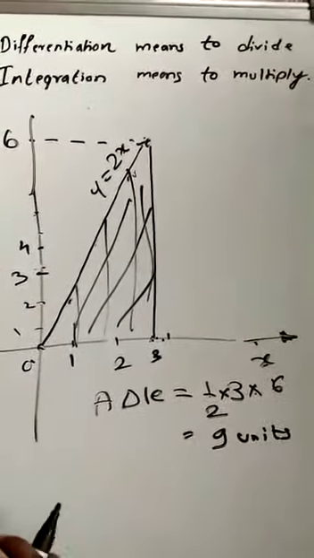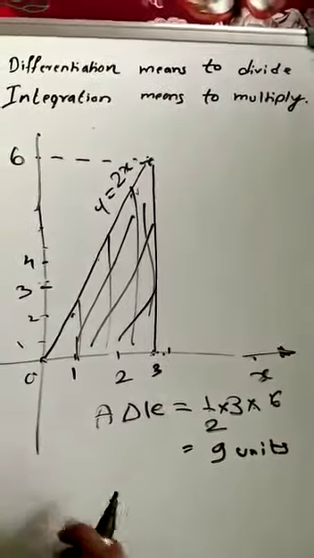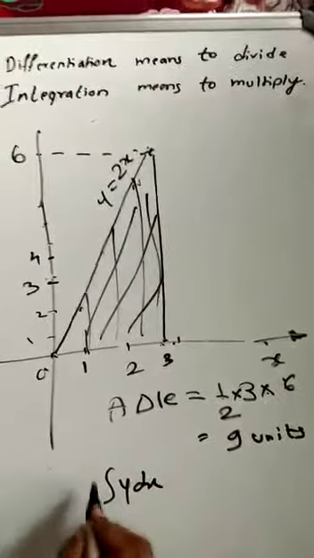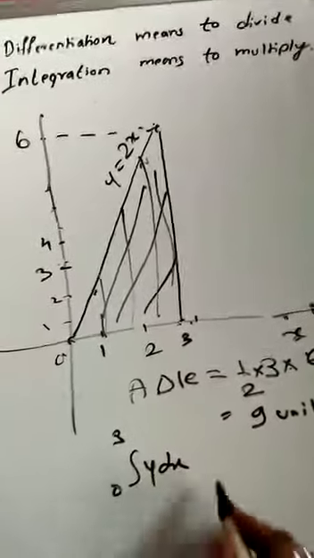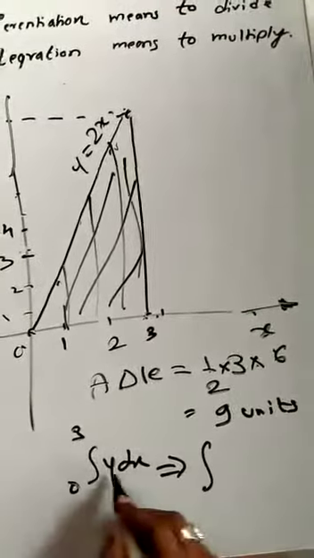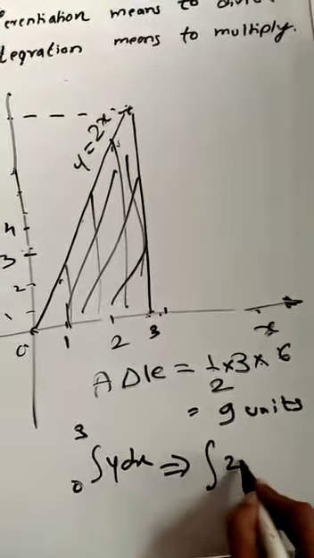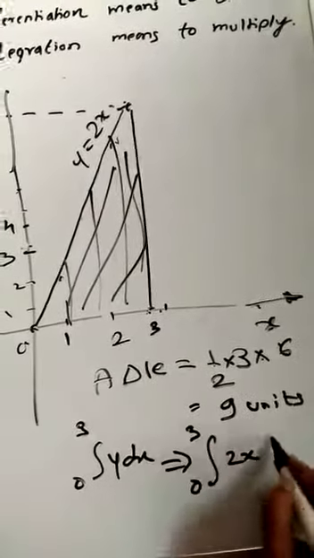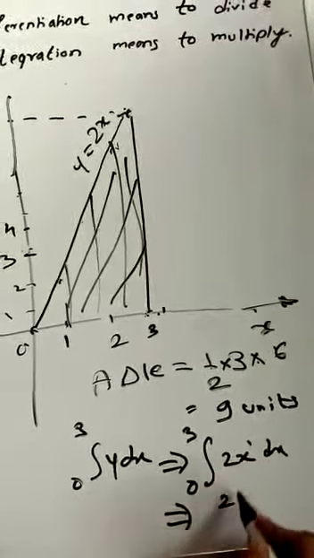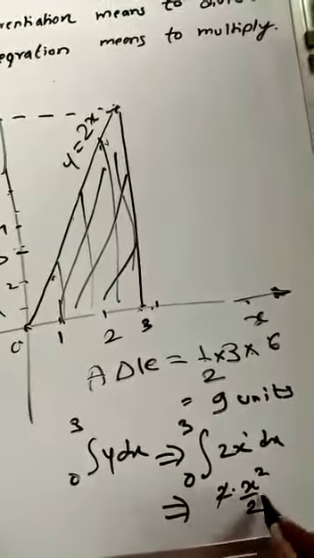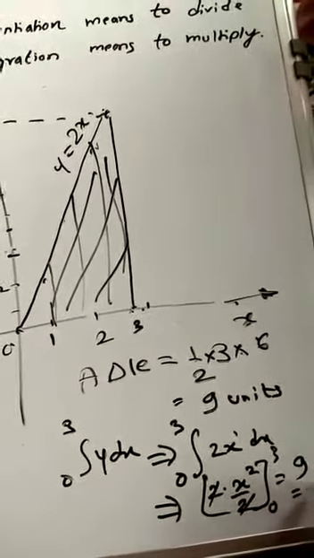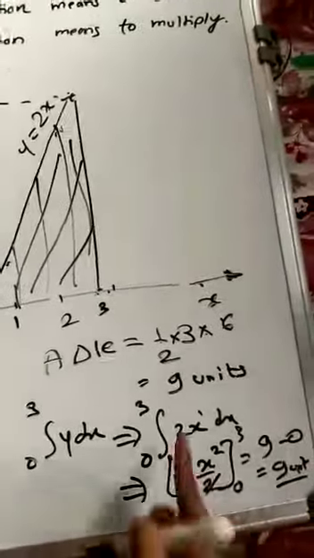Now this area of the triangle, 9 units, you will get when you integrate y with respect to x from 0 to 3. Now let us apply the formula of integration. That means y is 2x. Integrate from 0 to 3 dx. Just now we found the integration of 2x. It is 1 plus 1, so 2 x raised to 2 upon 2. 2 gets cancelled. 0 to 3. 3 squared is 9. 9 minus 0. That is 9 units.